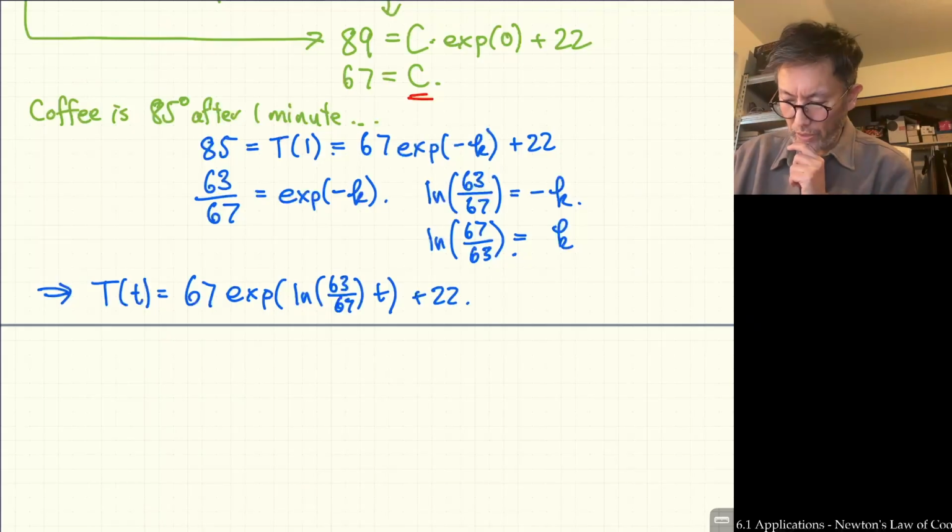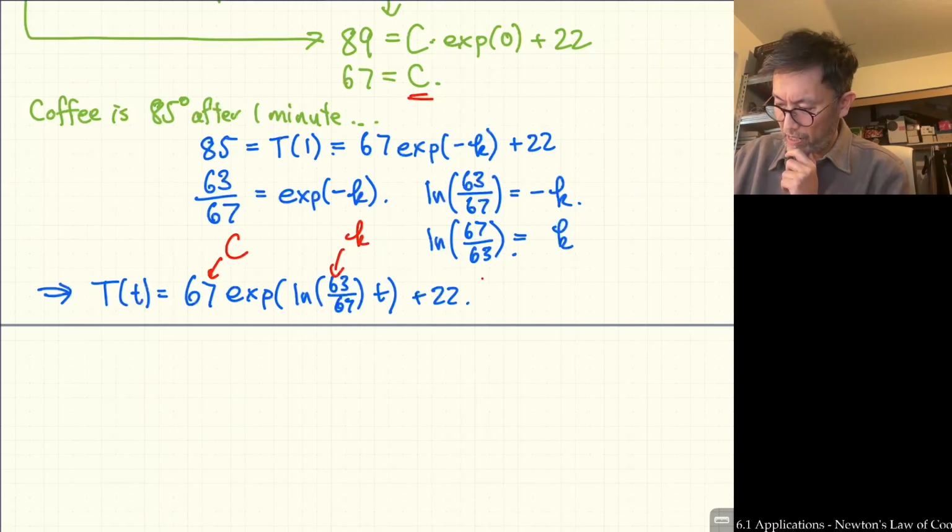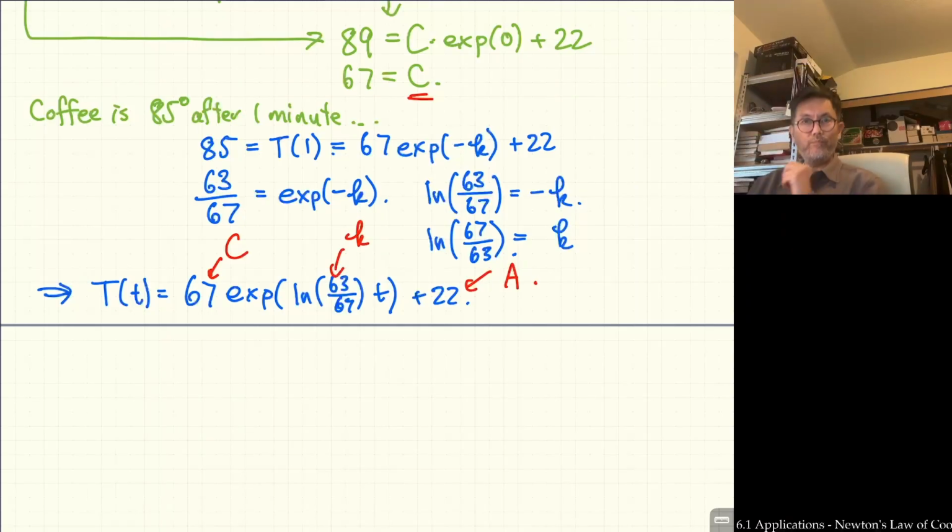So just to be clear, this is what's playing the role of C, this is what's playing the role of K, and this one is playing the role of A, in my Newton's law of cooling here.